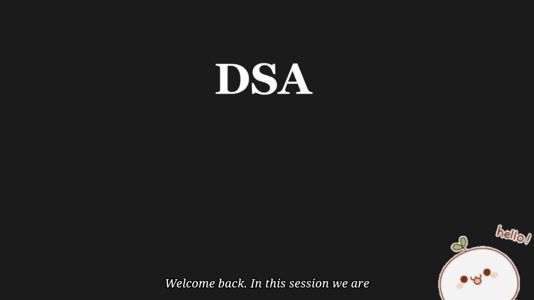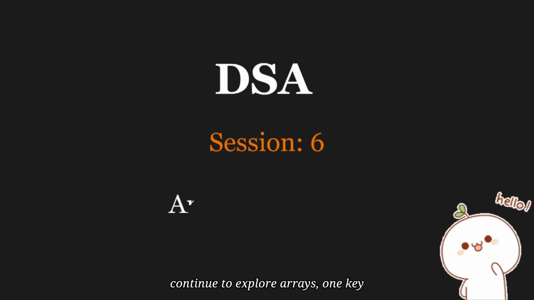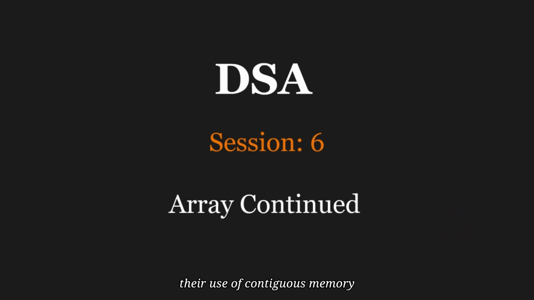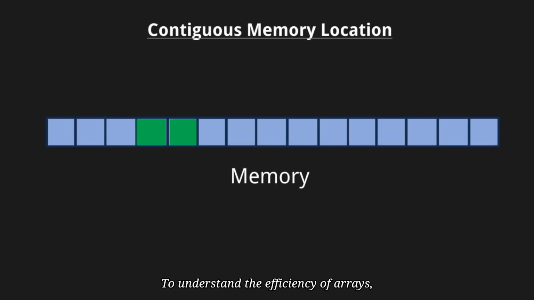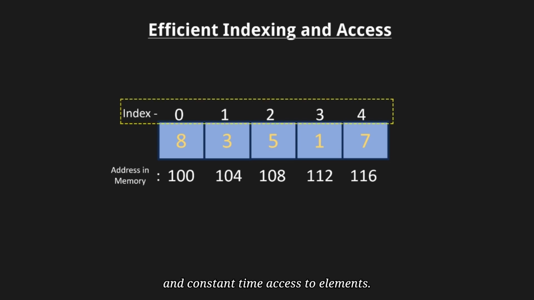Welcome back. In this session, we are going to dive deeper into arrays. As we continue to explore arrays, one key feature that makes them so efficient is their use of contiguous memory allocation. To understand the efficiency of arrays, it's important to note that they use contiguous blocks of memory, meaning all elements are stored in a single, continuous section of memory. This layout provides efficient indexing and constant time access to elements.